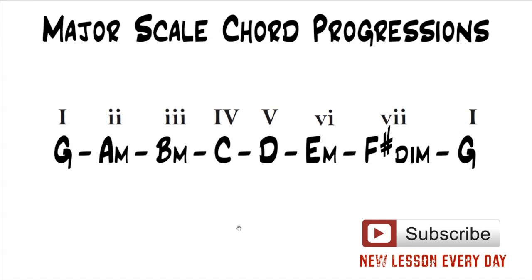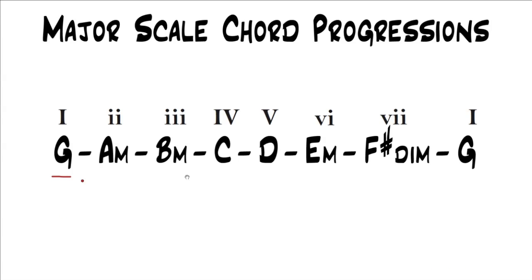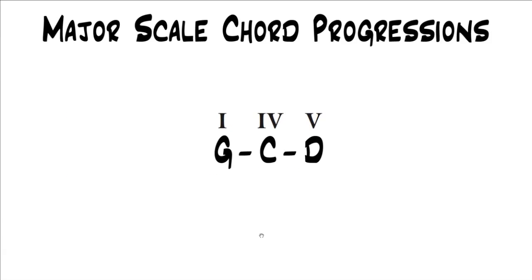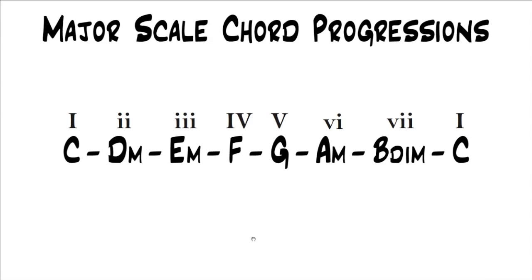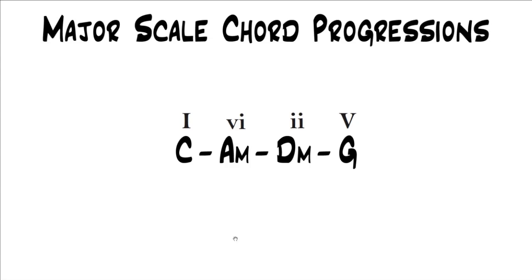Or we could look at the key of G, where we'd end up with G, A minor, B minor, C, D, E minor, F sharp diminished. If we played a 1, 4, 5 from the key of G, we'd have G, C, D, and it would look like this. It'd be a 1, 4, 5 in the key of G. Another example of a popular chord progression, if we go back to the key of C, is a 1, 6, 2, 5. So that's C, A minor, D minor, G. Put those into the order I just said, and you would end up with C, A minor, D minor, G, or 1, 6, 2, 5 in the key of C.